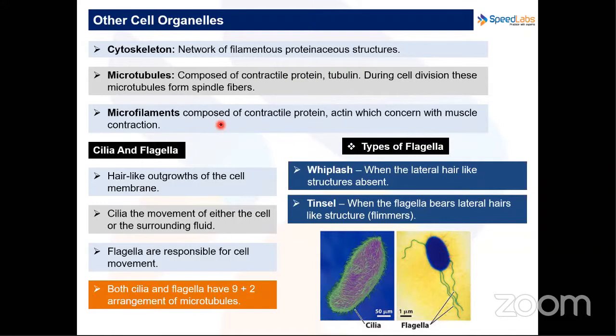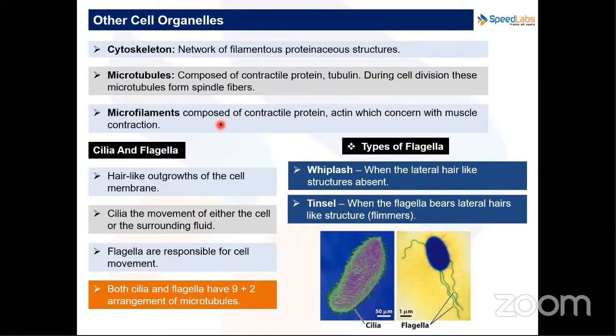And what is microfilament? It is made up of the contractile protein actin. So microfilament is present in the muscle fibers, whereas microtubules are present in the centrioles and in the cilia and flagella.